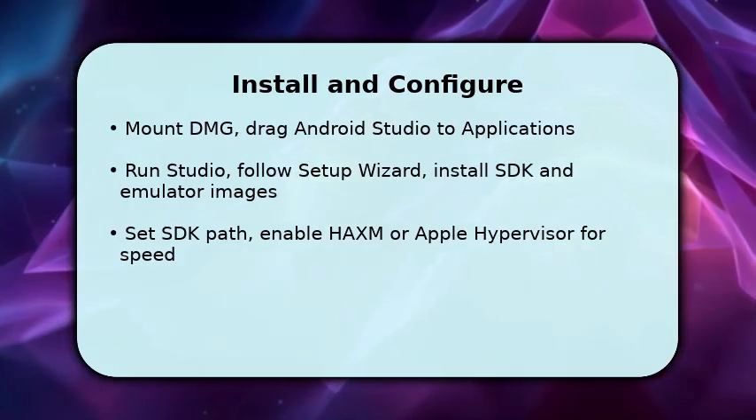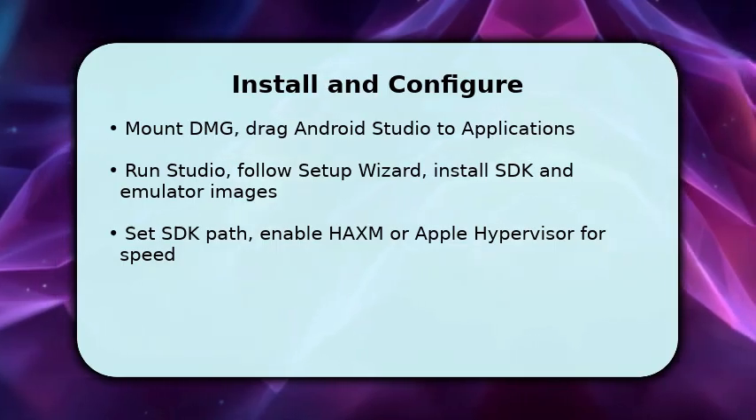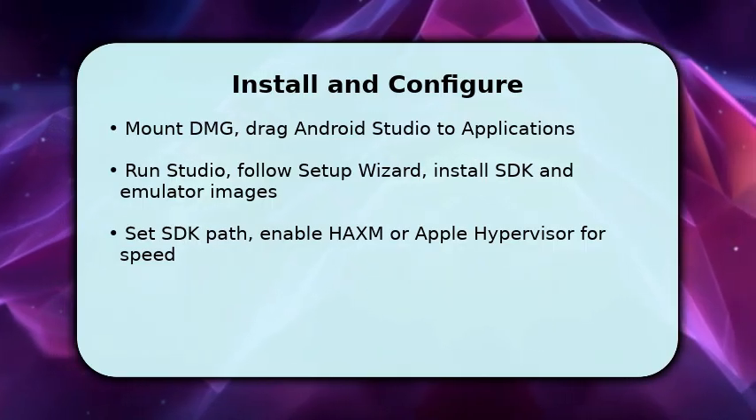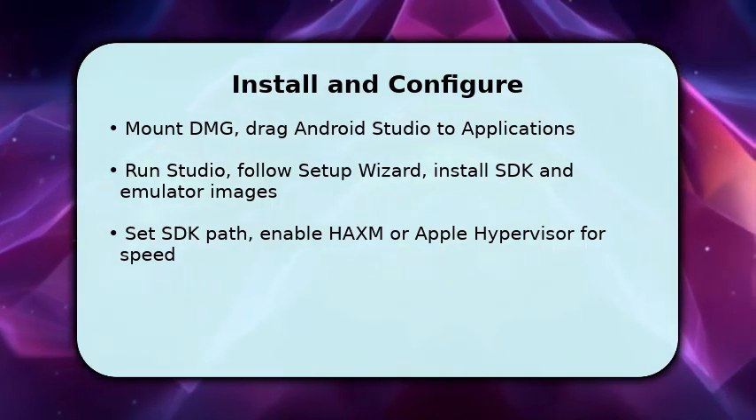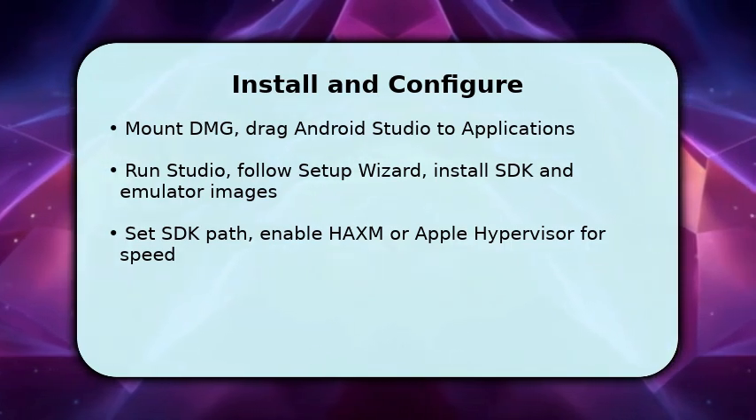Set the SDK path in Preferences and enable hardware acceleration: HAXM for Intel or Apple Hypervisor for M1/M2. Once configured, create a virtual device. These steps optimize build time and let you run apps locally.